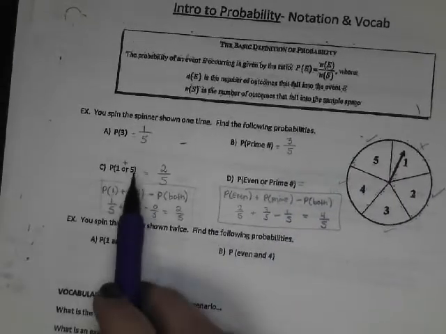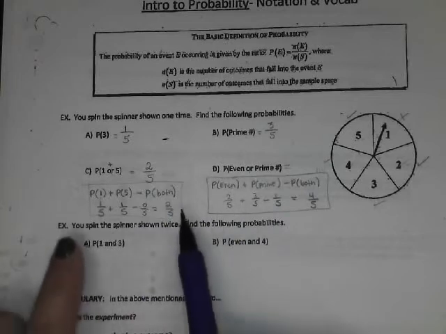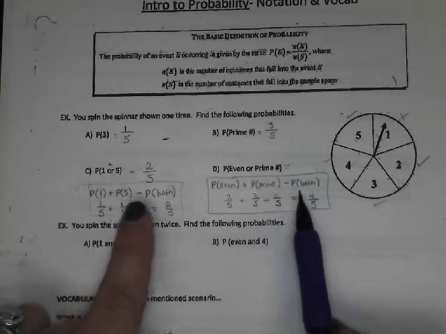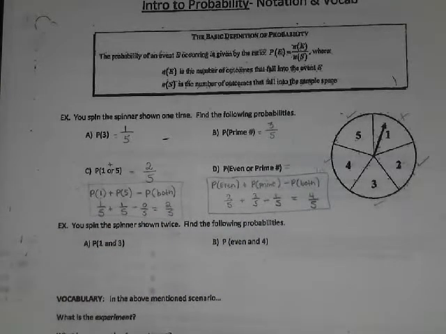In probability, or means addition, but you always have to be careful of knowing that you have to subtract off anything that fell into both categories that you might have double counted.